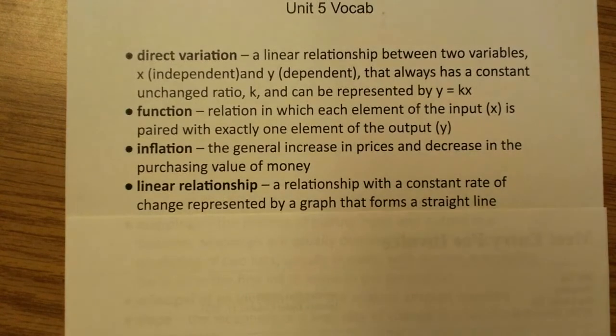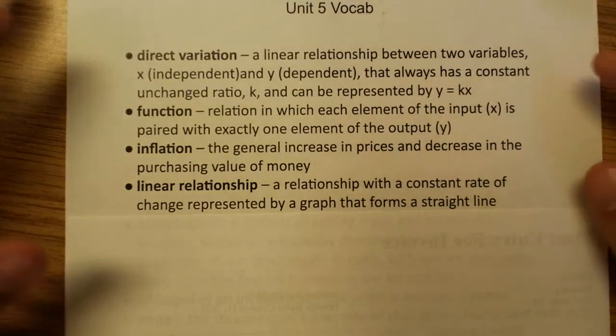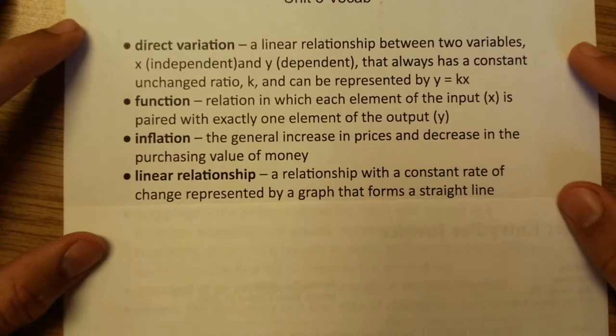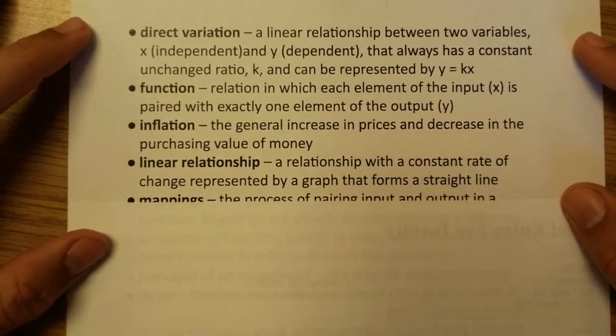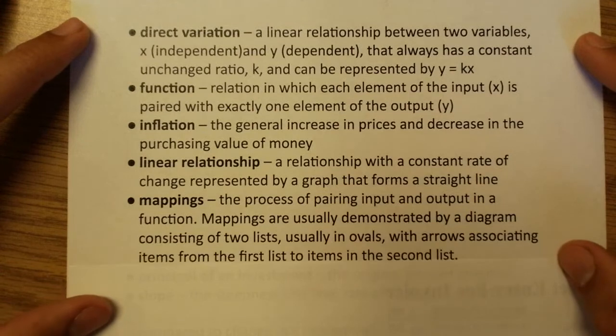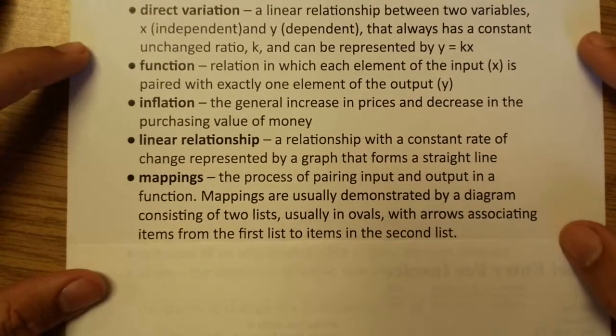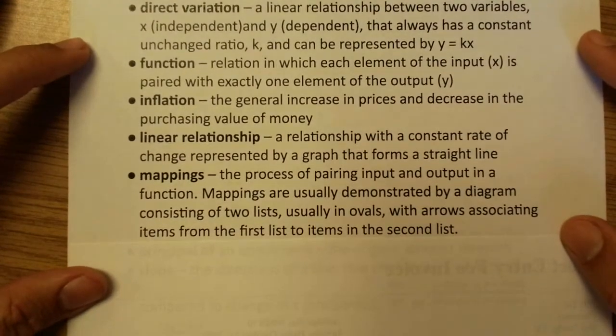A linear relationship is going to be anything that's got a straight line. If it's a straight line, it is a linear relationship. Okay, if I start going too fast, you can pause it and write the terms down and then play your video. The next word is a mapping.